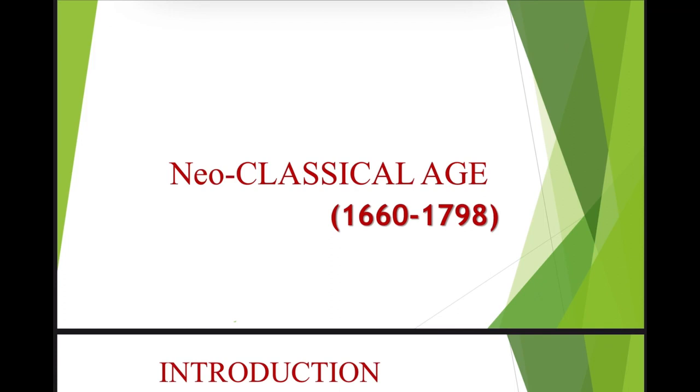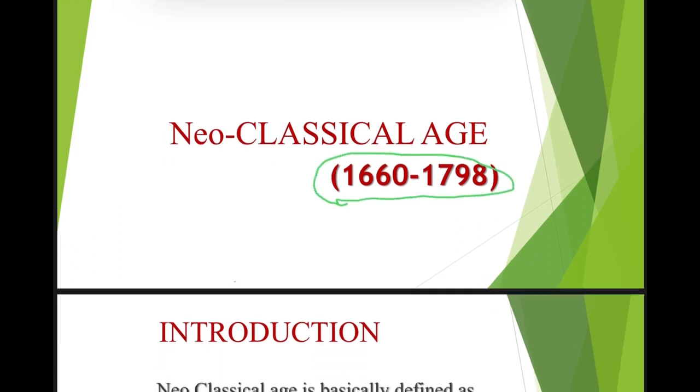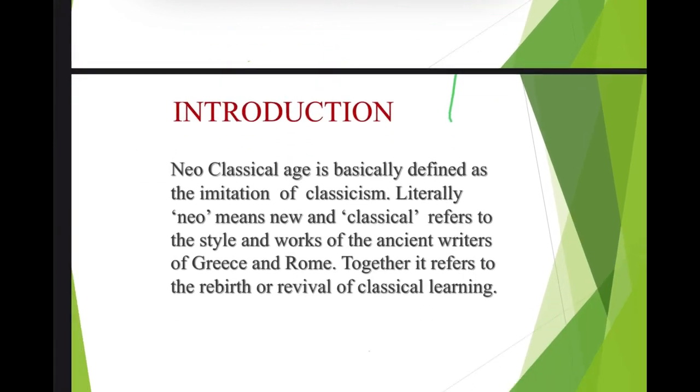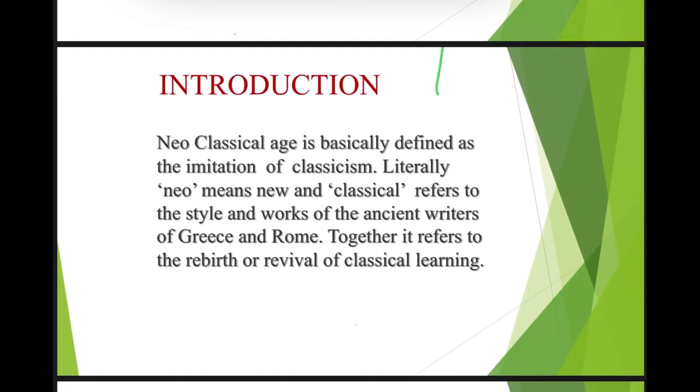So, the neoclassical age. This is a very significant time period which you should keep in mind: 1660 to 1798. The dates are very important, not only for your examination this time, but also for your future competitive examinations. So when you say neoclassical age, you must keep in mind 1660 to 1798. Now, what is basically the neoclassical age?